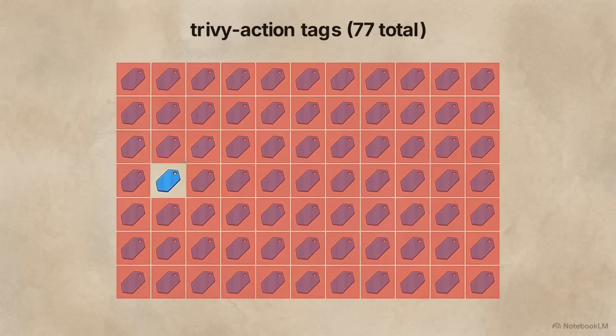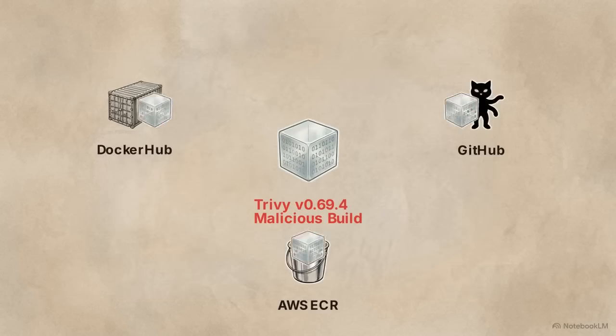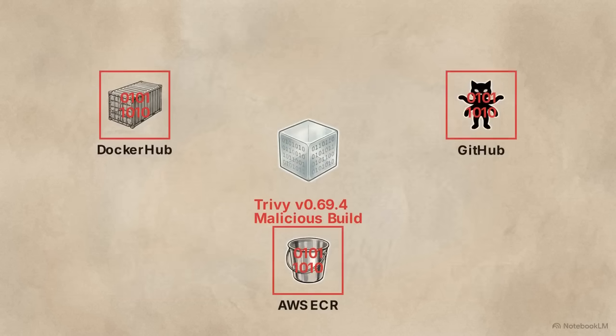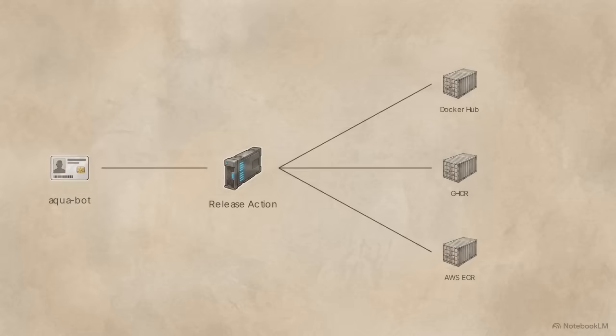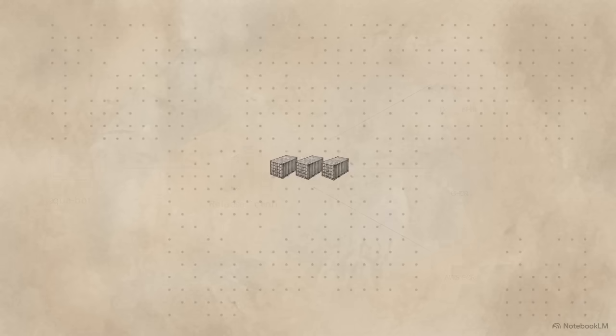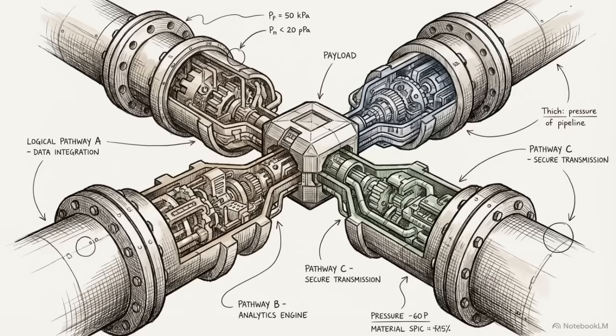Simultaneously, 76 of 77 Trivy Action version tags were force-pushed to malicious scripts. Poisoned binaries were then published directly to Docker Hub, GitHub, and AWS. Out of every historical tag, only v0.35.0 was left unaffected. By weaponizing the official release automation, the attacker legitimized their malware and distributed it globally in under an hour.